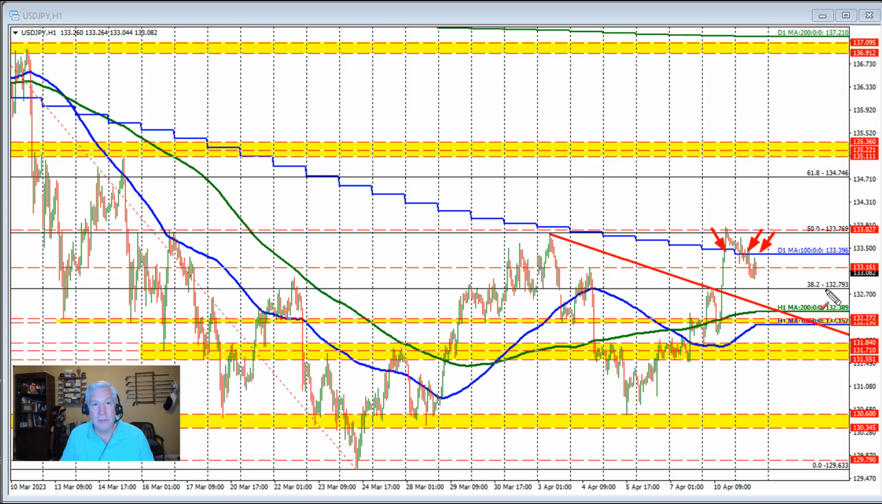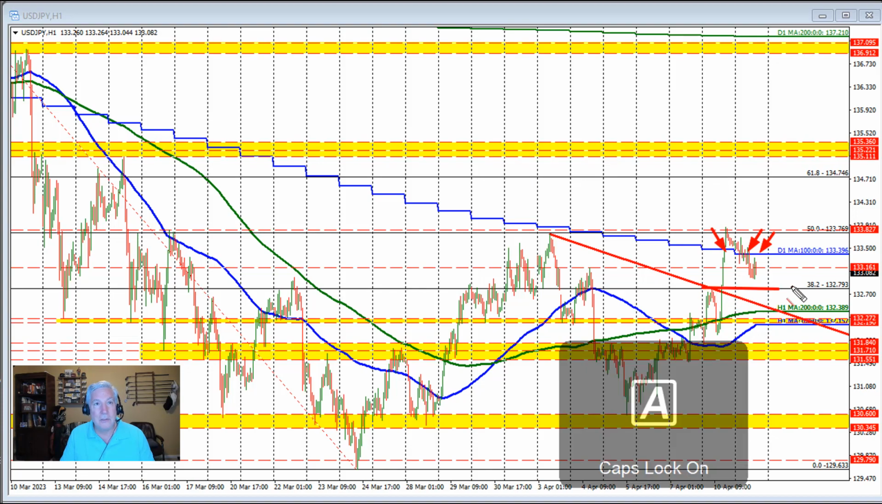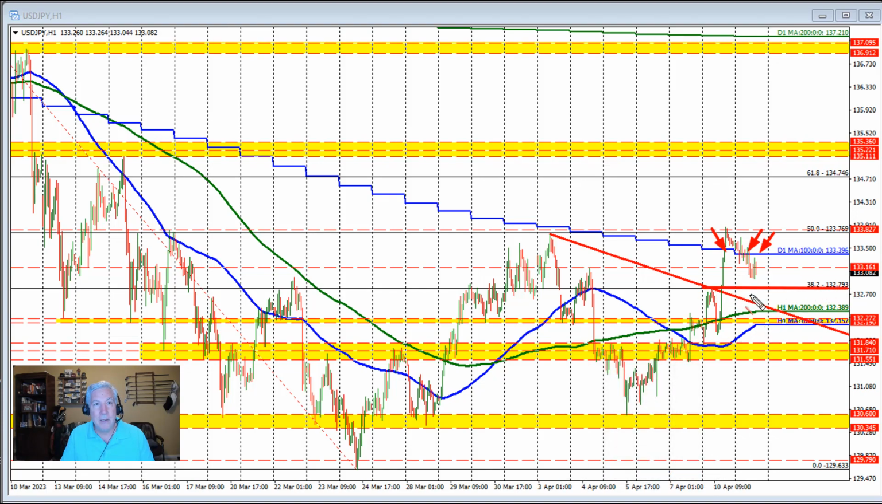If they can, a rotation back toward the 38.2% retracement, which was also a swing high in trading yesterday. That's right here. Get below that level, and we start to look toward the 200-hour moving average at 132.38 as the next key downside target, followed by the 100-day moving average, the blue line in this chart, at 132.15 on the downside.